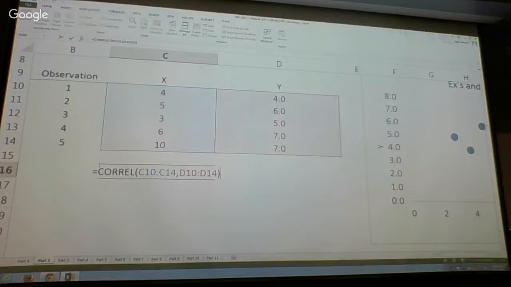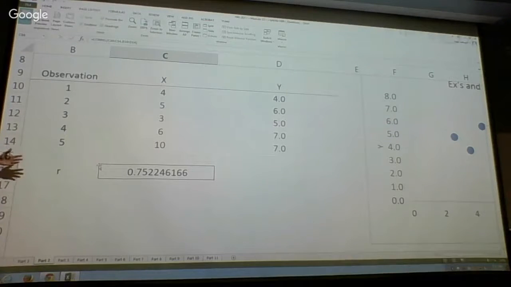D. What is the value of the correlation coefficient? What do you say? 0.75.